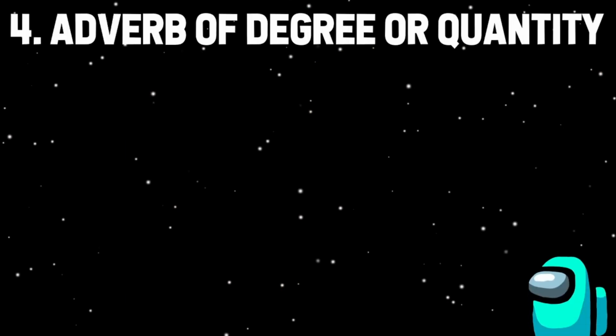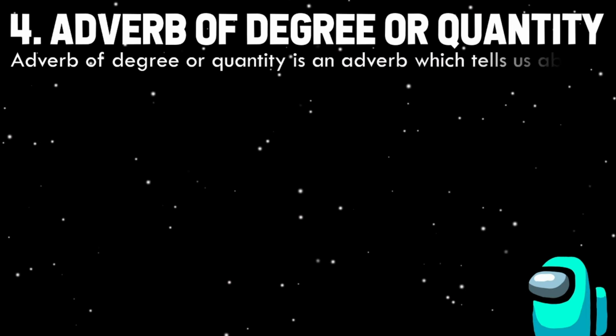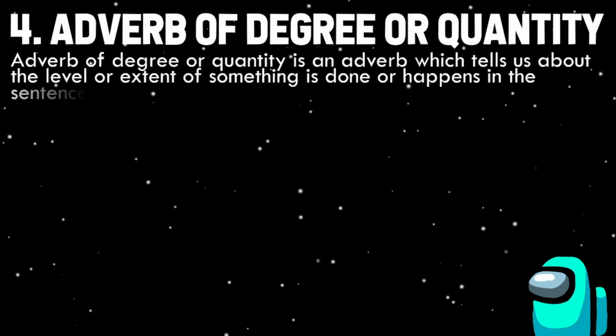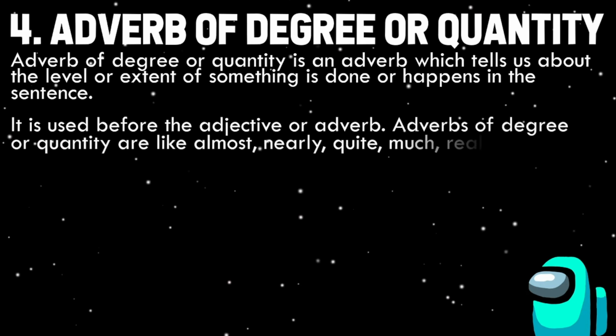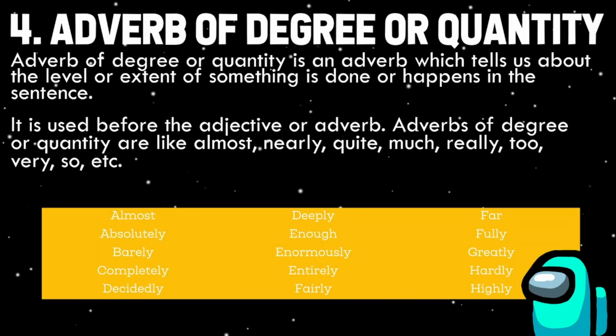Adverb of degree or quantity. Adverb of degree or quantity is an adverb which tells us about the level or extent of something that is done or happens in the sentence. It is used before the adjective or adverb. Adverbs of degree or quantity are like almost, nearly, quite, much, really, too, very, so, and etc. Seen below is a table that shows some of the examples of adverbs of degree or quantity that you can use in daily conversations. Sample sentences.